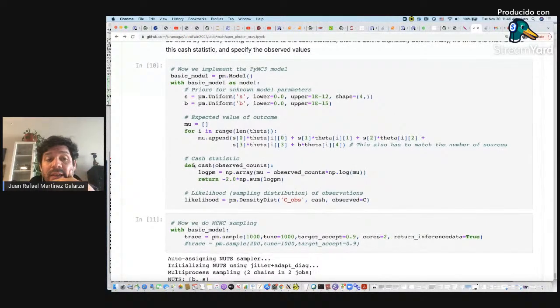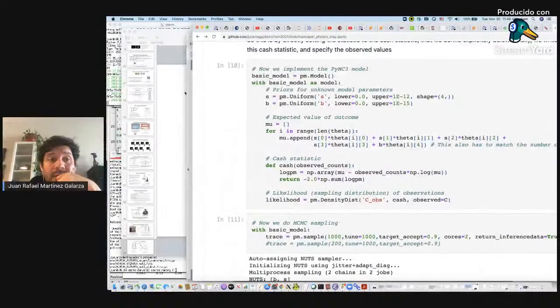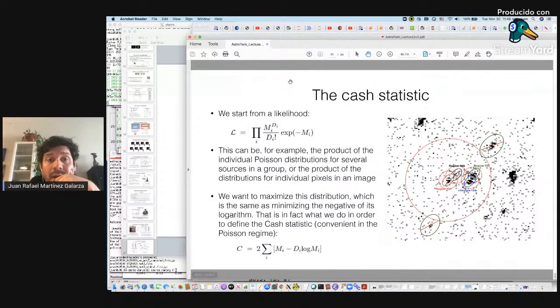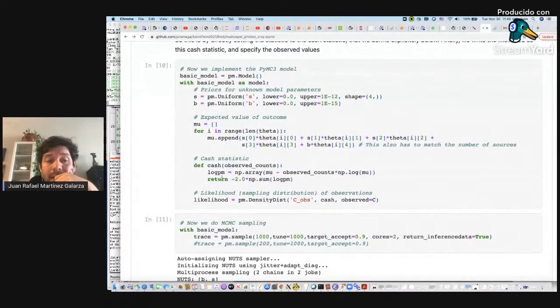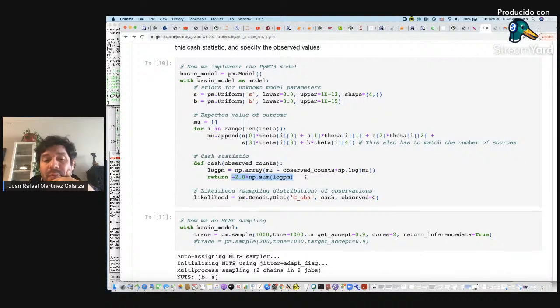So I am defining the cash statistic, which is basically that expression that I just showed you in the slides, two sum of m minus d log m. So this is exactly what's being coded up here. And this quantity will be the function that the algorithm will try to minimize in order to sample the posterior, right?